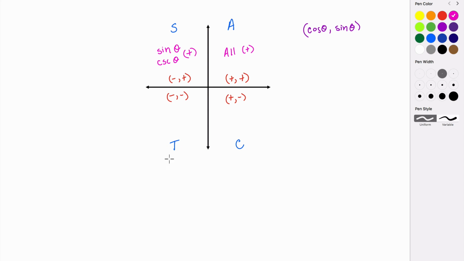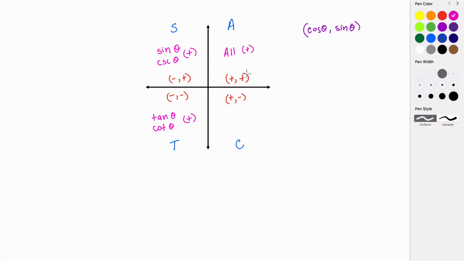In the third quadrant, the T is telling us that our tangent is positive. We know that the tangent is the sine divided by the cosine, so it's the y divided by the x. When you divide a negative by a negative, you get a positive. So our tangent of theta in the third quadrant is positive, and so is its reciprocal, which is the cotangent of theta. So those are positive in the third quadrant.